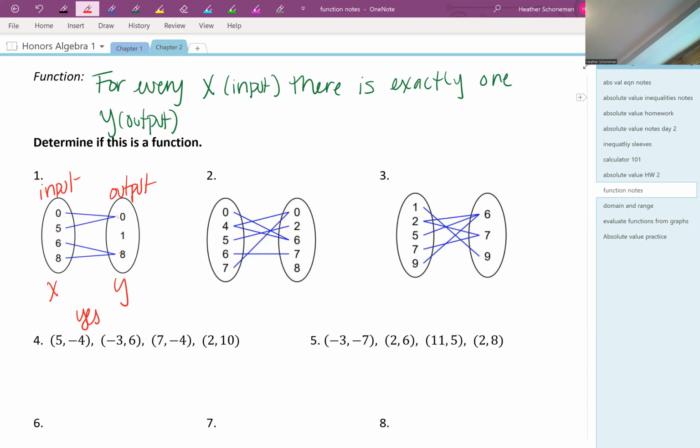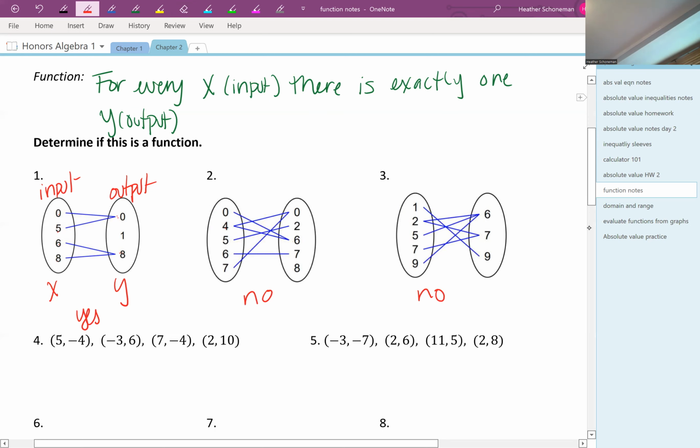Now, if I look at number 2, compared to number 1, you can see a difference. If I plug in 0, I get 6. But if I plug in 4, I get 0 and I get 6. I get two answers. And if you get more than one answer when you plug in an X, then it is not a function. All right, on the next one, when I plug in 1, I get 9, but I plug in 2, I get 6 and 7. So since I get more than one answer, it is not a function.